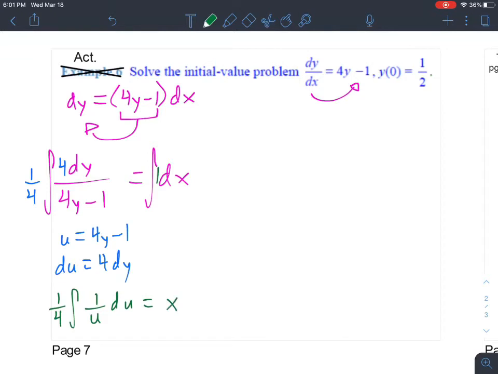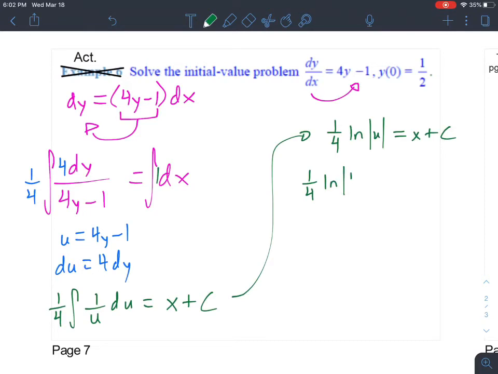Over on the right side, we know that the antiderivative of dx, well, that's a 1 dx, so that's going to turn into x plus c. And then if we do the integral of the left side, that's 1/4 natural log of u equals x plus c. And then we can just substitute in 4y minus 1. And there we go. That is a solution, but then we need to do our initial value. So we still need to put 0 in for x and 1/2 in for y.